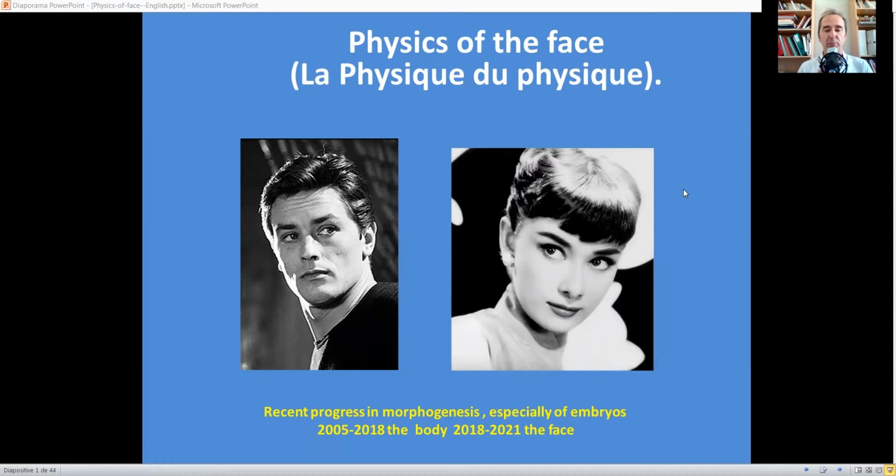that there has been recent progress in morphogenesis, especially in developmental biology of embryos. And there has been progress in the description of the formation of the body, and also more recently in the description of the formation of the face, so that there exists a science of the face, and each individual is one instance of a general law.